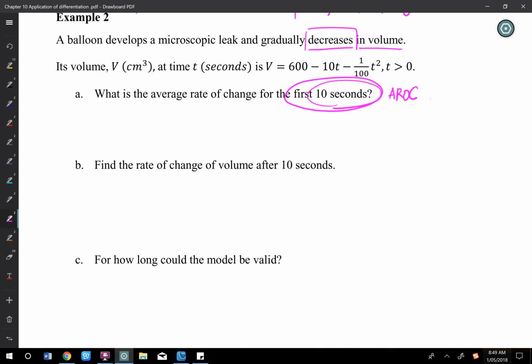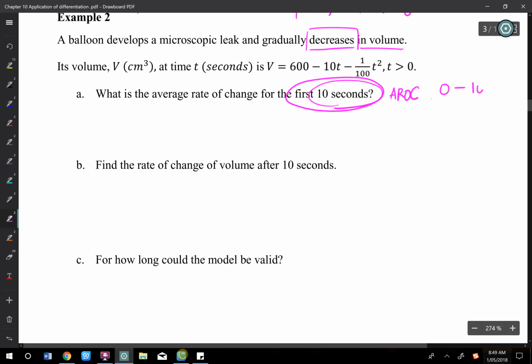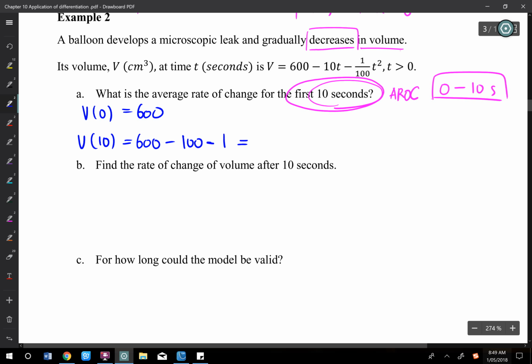So, in the first 10 seconds is 0 seconds to 10 seconds. So what we will find is V0. That gives you 600. And I can find V10. I'll see the volume at 10 seconds, minus 1. That's 599. No, wait, 499.